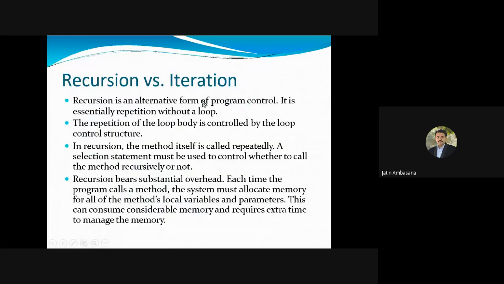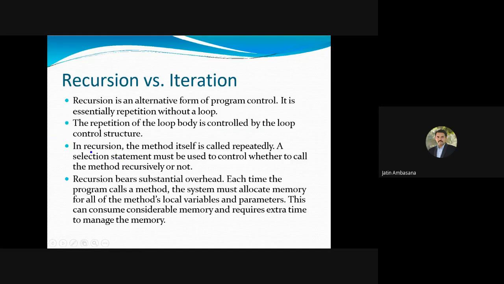What is recursion? What's the difference between recursion and iteration? In iteration we need a loop, whereas in recursion we don't need a loop. Recursion is an alternate form of program control. It does the repetition without a loop. In iteration, the repetition of the loop body is controlled by the loop control structure.